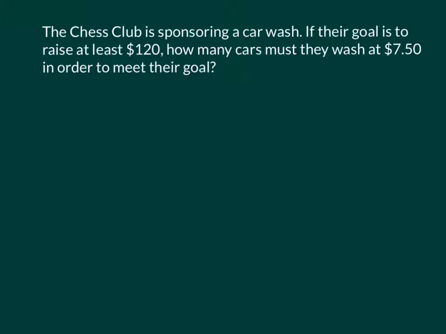All right, last one. The Chess Club is sponsoring a car wash. If their goal is to raise at least $120, how many cars must they wash at $7.50 in order to meet their goal? Okay, so again, we have $7.50, and that's got 120. Now, $7.50 is per car wash, so I'm going to put a C there. So it's $7.50 per car wash, and we want to earn at least $120. Okay, so at least $120 means that this 120 is the smallest amount of money we want to earn.